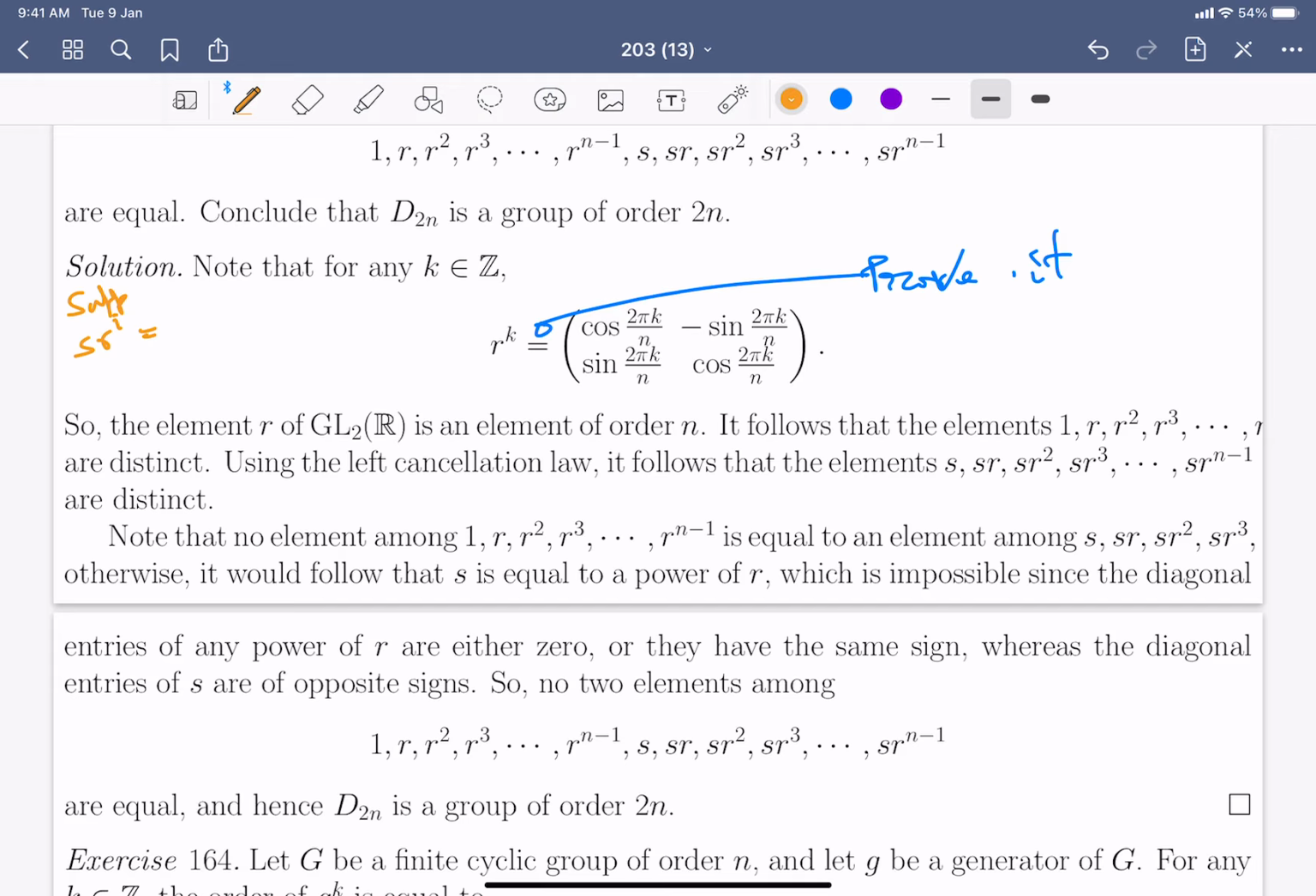You need to say: suppose S times R to the I is S times R to the J, with 0 less than or equal to I less than J less than or equal to n minus 1. Then after the left cancellation law and so on, you end up getting that R to the I is R to the J, and then you obtain a contradiction to the previous statement. That's not possible, so this hypothesis is incorrect. So do not compare something to explicit things when you are supposed to prove something general. This is not allowed.